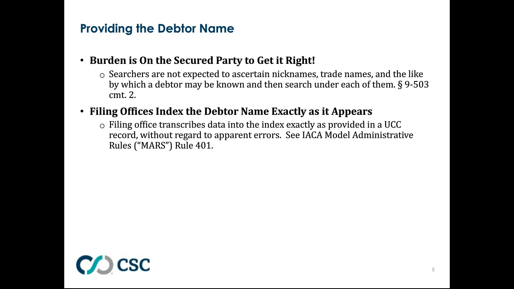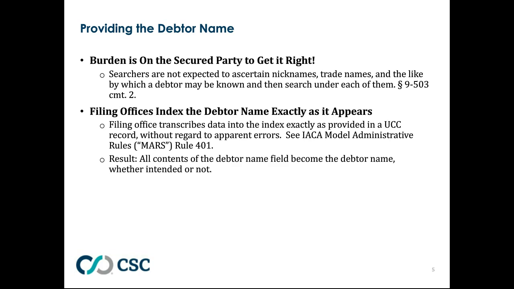Also, filing offices index the debtor name exactly as it appears on the financing statement. What that means is that when they receive a financing statement, the filing office will type it into the searchable index exactly as it's set forth in the UCC record. And everything in the name field winds up in the searchable index, whether the filer intended it to be included or not. So it is important to understand that anything that goes in the name field is the debtor name.